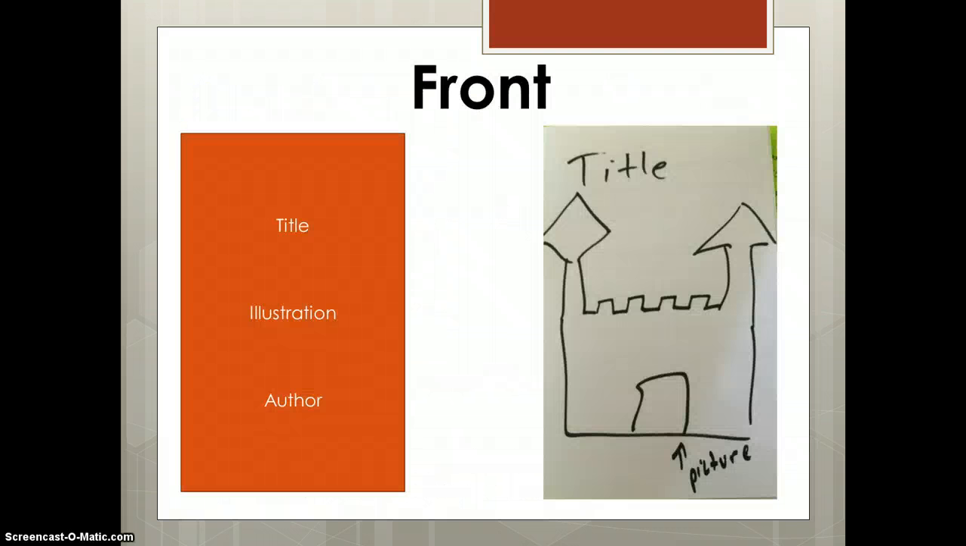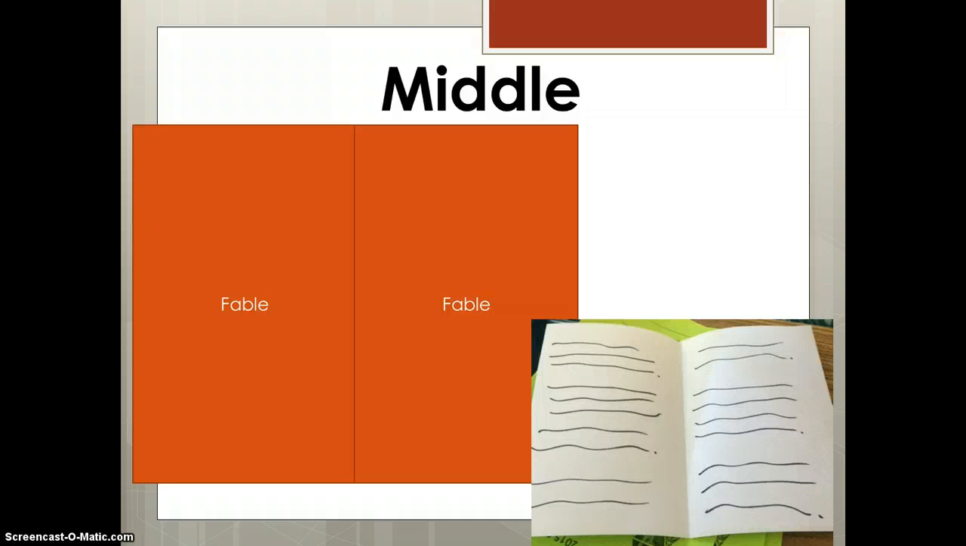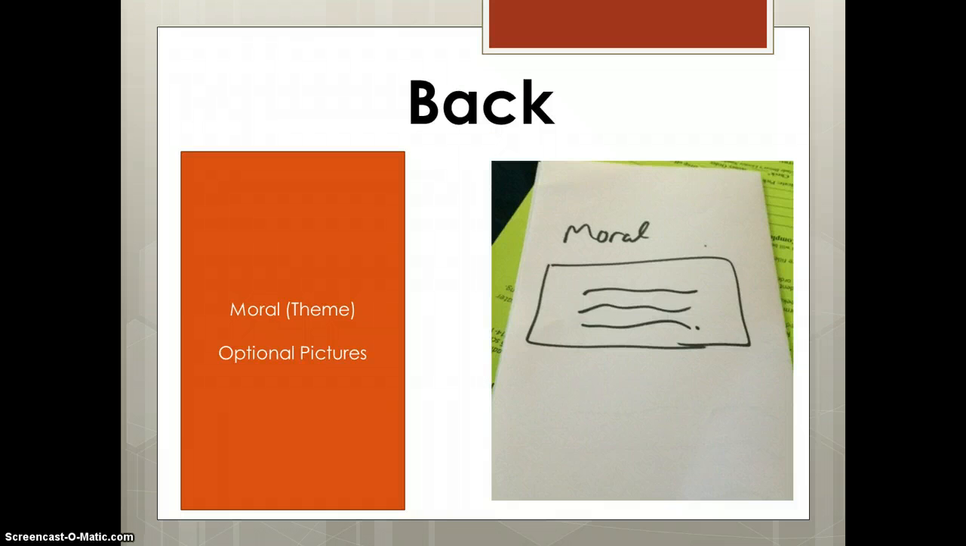This is what will be the order of your book. On the front you'll have your title, a picture of your fable, and as well as, of course, your name, okay? You're the author. You need to own your work and be proud of it. In the middle of it, you will write your fable, okay? It needs to be at least 4 paragraphs long, guys, no shorter, okay? You need your beginning, your middle, your end, and then, of course, on the back, you will have your moral. That will be your 4th paragraph, okay? And you can also have some optional pictures on the back, but I don't want you guys to get too caught up in those pictures, okay?